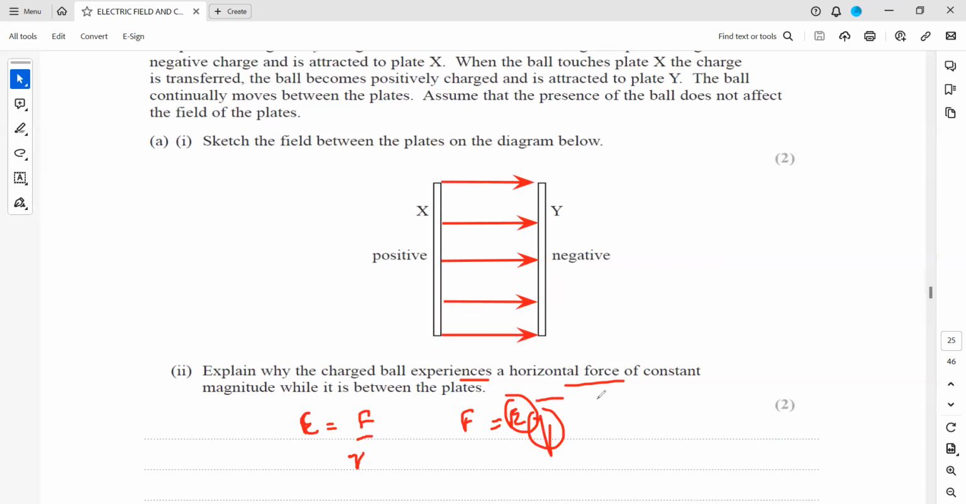Because there is a constant electric field, the force will also be constant. There is a uniform electric field, which has a constant electric field strength. That's why the force experienced by the charged sphere will be constant.